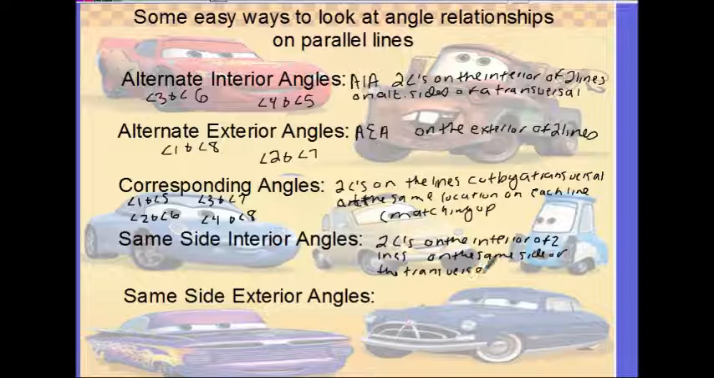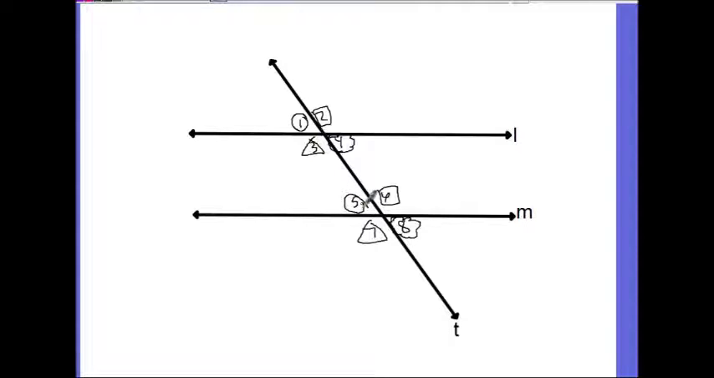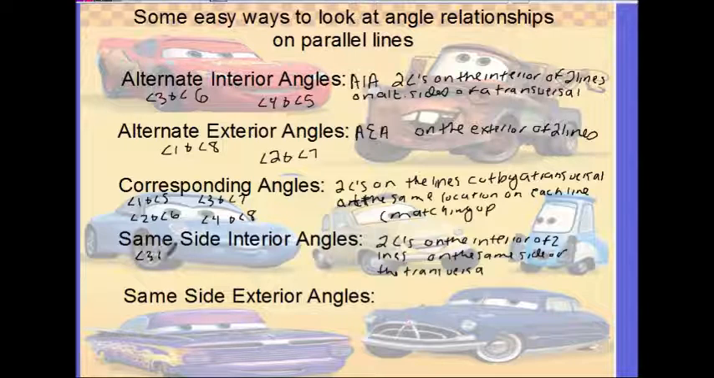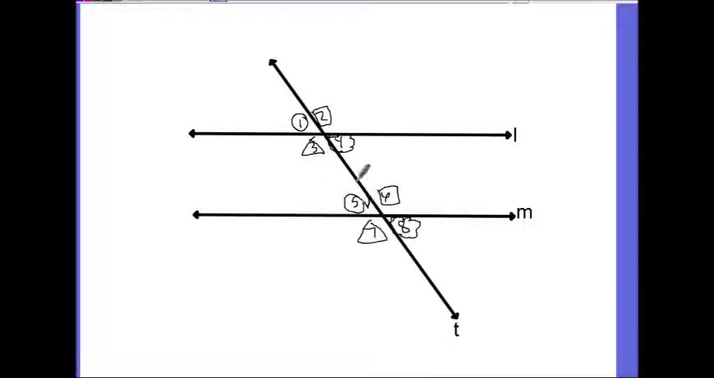So for our pairs, what we should have ended up with is 3 and 5, 4 and 6. Angle 3 and angle 5, angle 4 and angle 6. Let's take a look again. 3 and 5 are on the interior, both on the left side. 4 and 6 inside, but on the right of the transversal. Same side and interior.